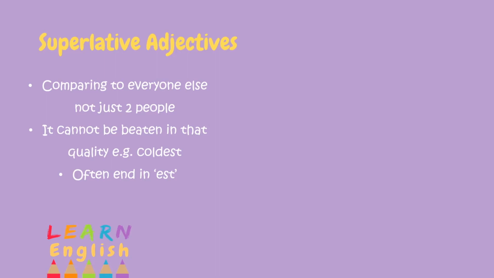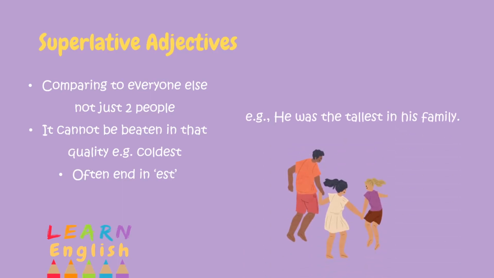For example, something is not just cold, a normal adjective, and it's not just colder than some things, a comparative adjective. It is the coldest of anything. Often our superlative adjectives end in this est sound. For example, he was the tallest in our family. In this example, tallest is a superlative adjective because it is saying that he is the tallest of everyone. He cannot be beaten in tallness.